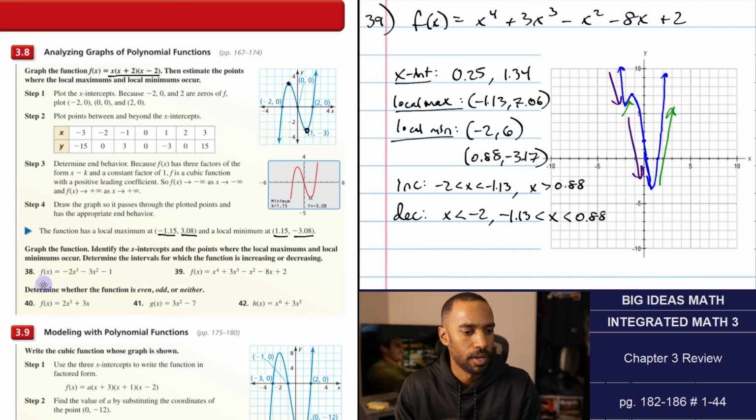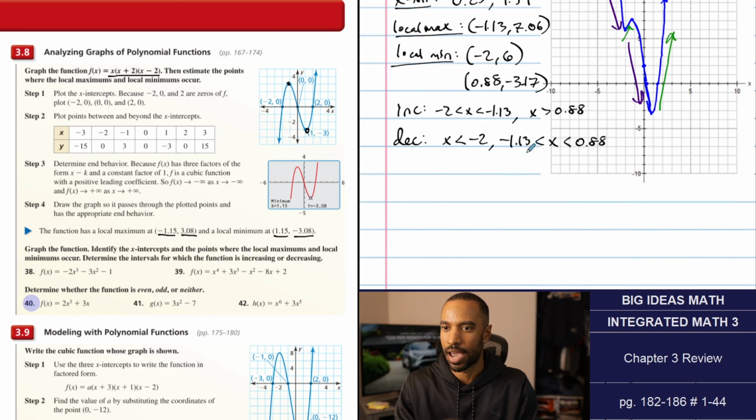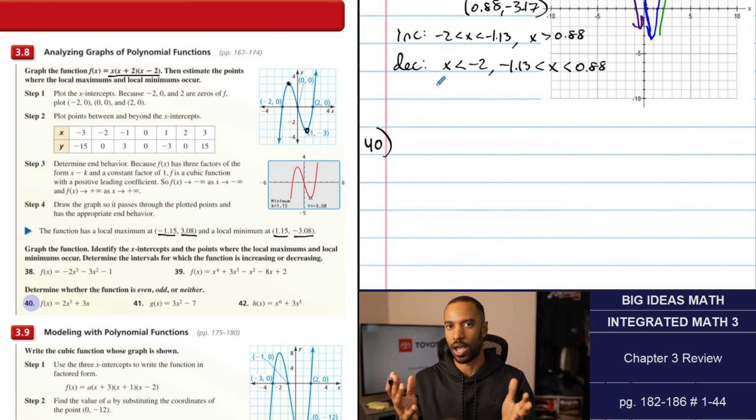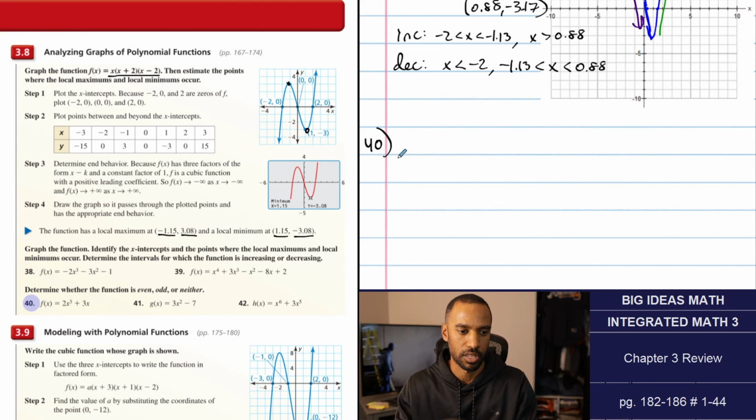Kind of long problems there. All right, numbers 40 to 42. Determine whether the function is even, odd, or neither. Now, I hinted at what it meant to be even at the time. Symmetry across the y-axis. Plug in -x and there's no effect on the graph. We'll see what it means to be odd as well here.